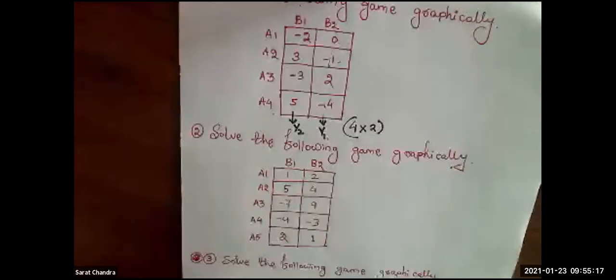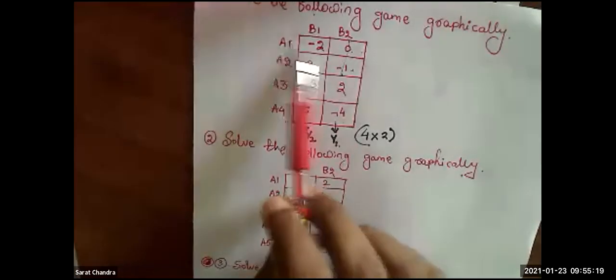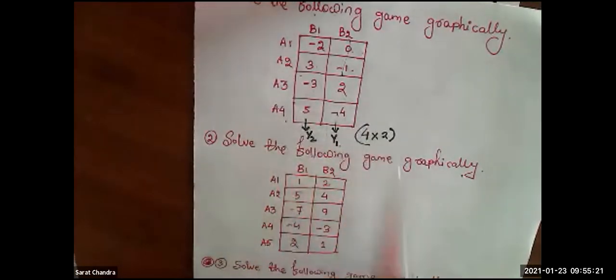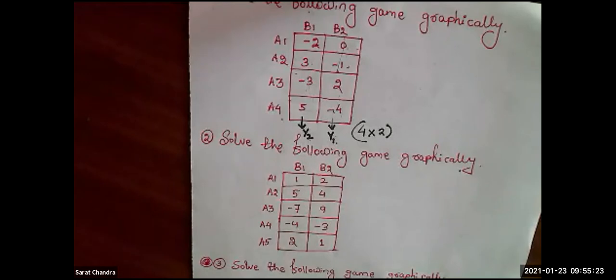Right. So what is the name of this line? This is line A4. Okay, so in this manner, I have plotted A1 line, A2 line, A3 line, and A4 line. Okay, so all the lines I have plotted.